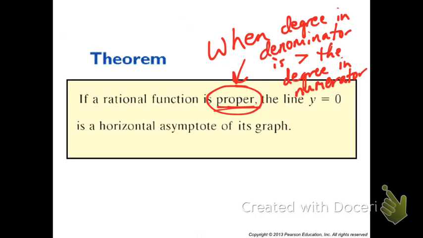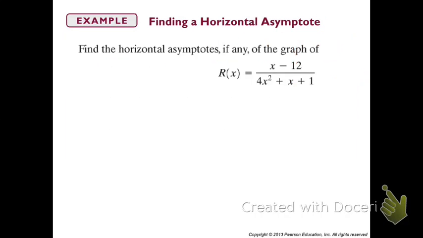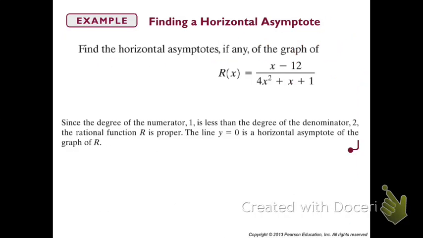And if the rational function is proper, then the line y equals 0 is a horizontal asymptote of its graph. Let's look at some other ones. So here's an example. Find the horizontal asymptotes, if any, of the graph. Okay, well we see that the denominator has a higher degree than the numerator, so therefore it's called proper, and therefore y equals 0 is a horizontal asymptote of the graph of this function. Okay, the denominator's degree is higher than the numerator, so that's how we do that.